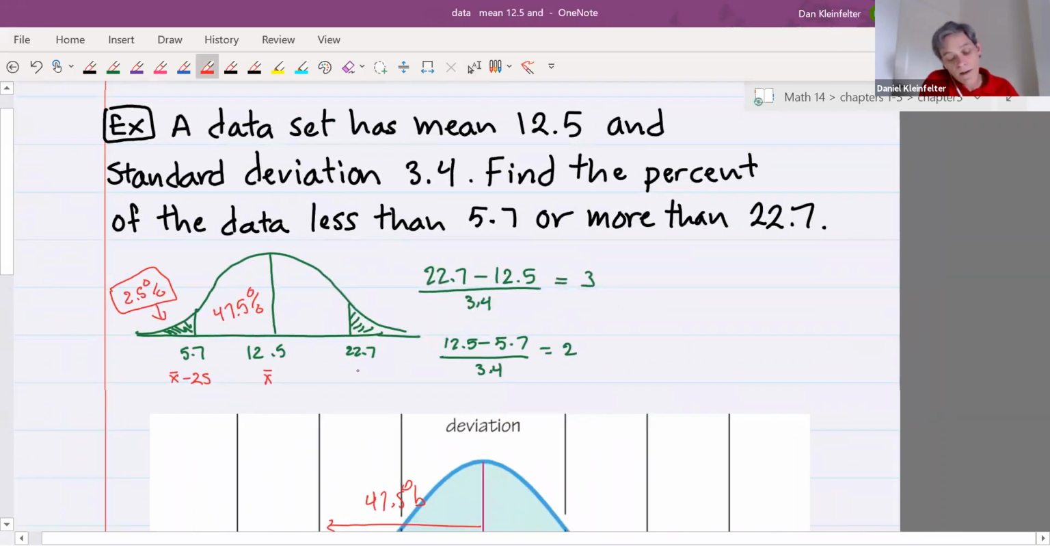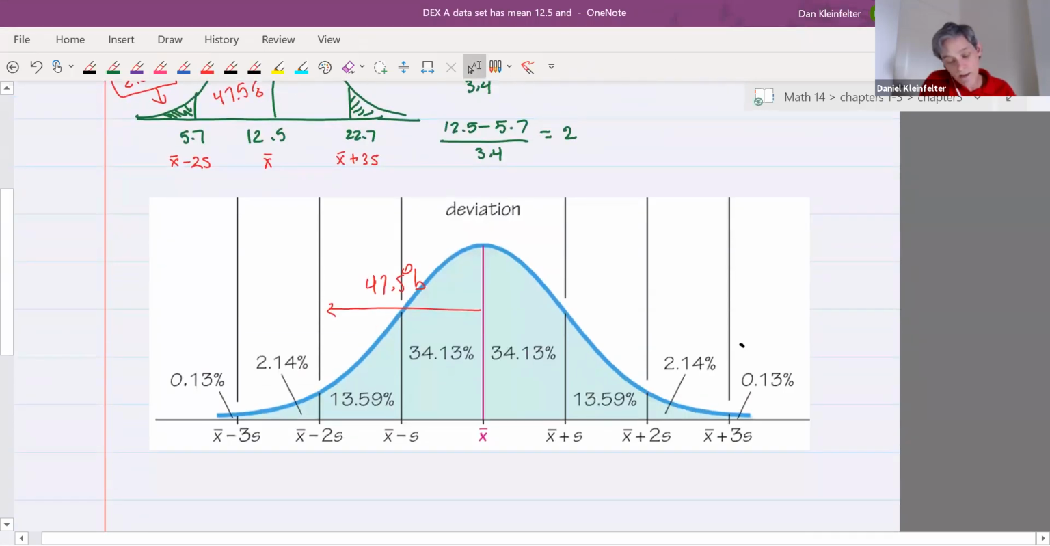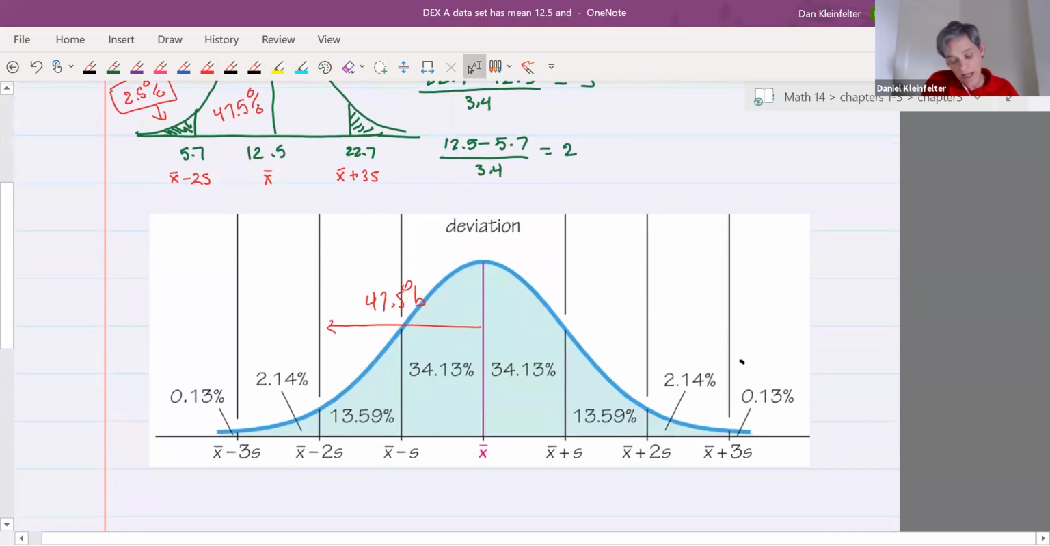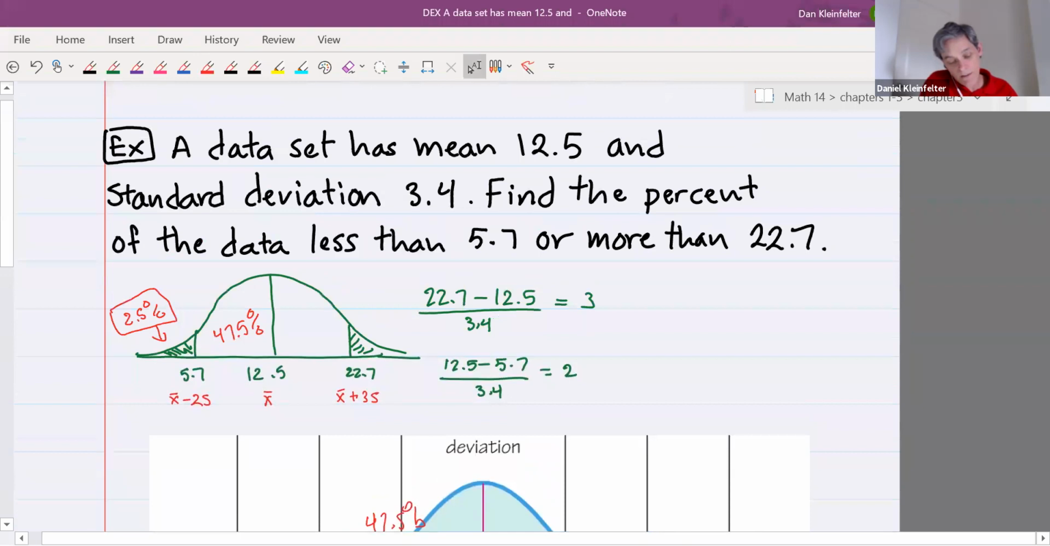Okay, so now on the right, we have the mean plus 3 standard deviations. Okay, so we know that the whole right half of the picture is 50% of the data, and then we're going to be 3 standard deviations above the mean. We know that 99.7% of the data is within 3 standard deviations.